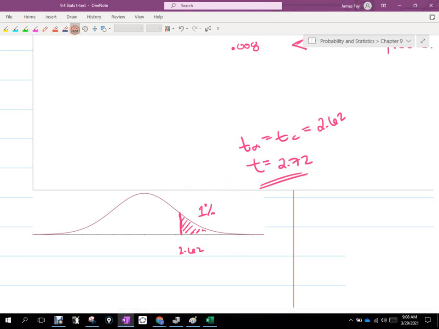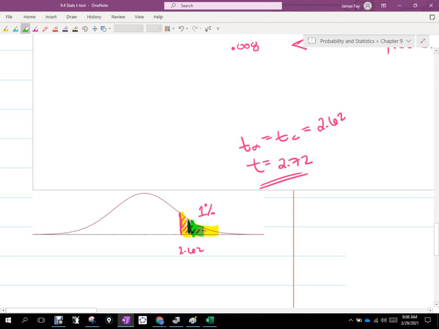Where was our test value? Our test value is to the right of that. That would be 2.72 right there. Does that make sense? That 2.72 falls in the rejection region, right? Okay. The reason we rejected it initially was because this yellow area was the area from alpha that produced that critical value. Okay. So that area was 1%.